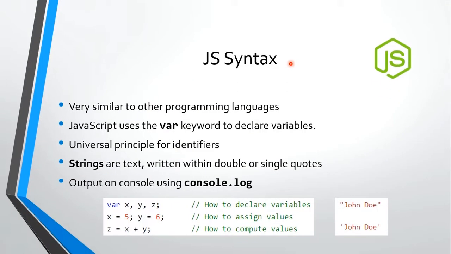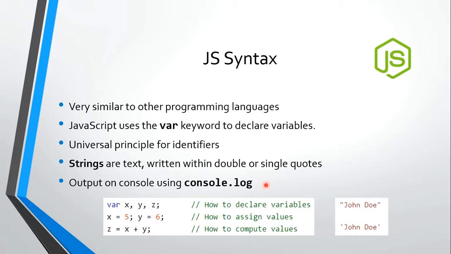If we talk about JavaScript syntax, it's very similar to other programming languages, and it's more flexible. JavaScript uses the var keyword to declare a variable, that's it. We don't need specific types when declaring the variable, just var. Also, when declaring a variable, the universal principle for identifiers is used. A variable name cannot have a special character, cannot have spaces, and cannot start with a digit, and so on. Strings are text in JavaScript, and we can use double quotes or single quotes. Both are supported in JavaScript.